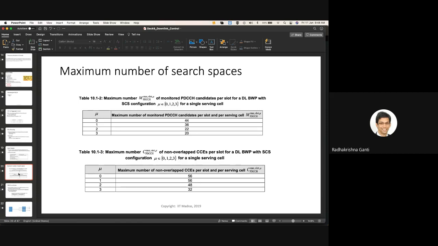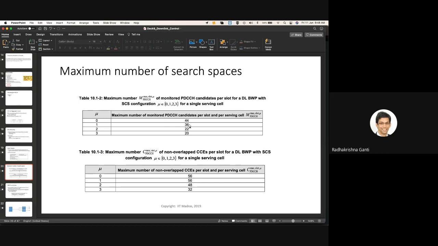So to reduce the complexity of UV implementation, they said that the maximum number of PDCCH candidates to be searched per slot, depending upon the subcarrier spacing, is upper limited. So if you are doing, for example, 30 kilohertz, it says a UV will search at a maximum for 36 PDCCH candidates in a slot. It will not search more than that. So the base station should make sure that it does not send more than 36.